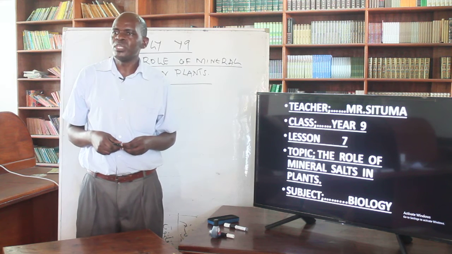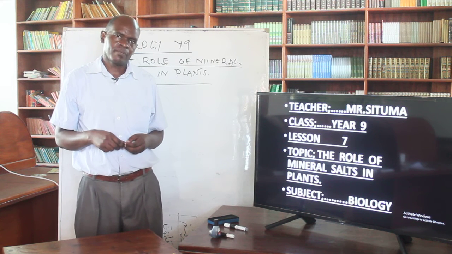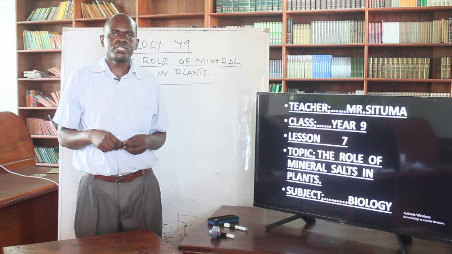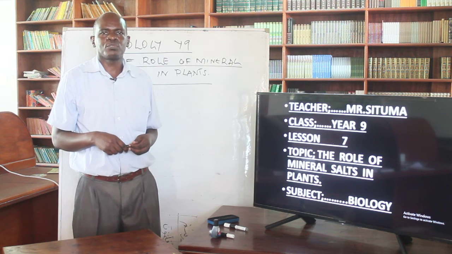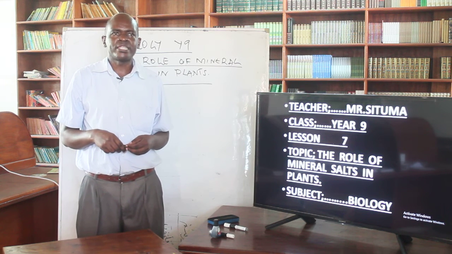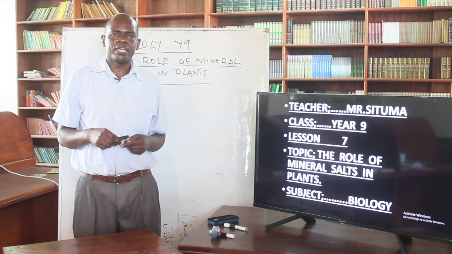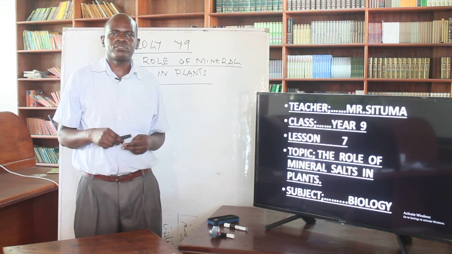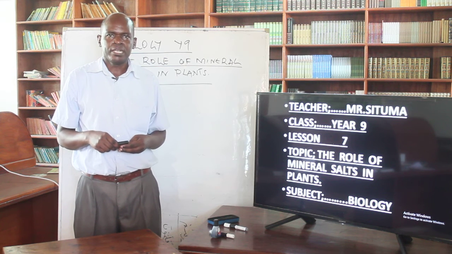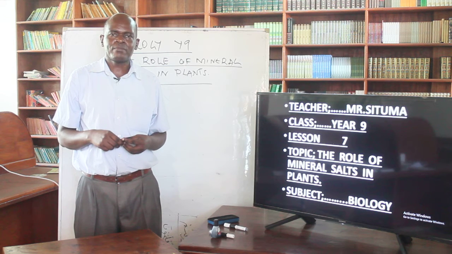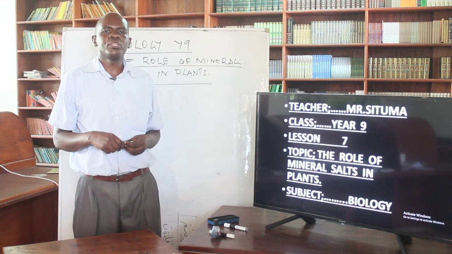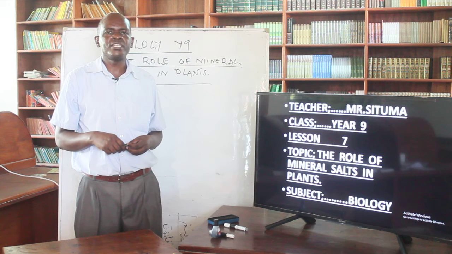Now, remember that we have been looking at the process of photosynthesis. And as we look at photosynthesis, we need to know which other components are important in this process. We looked at the requirements of photosynthesis: the presence of carbon dioxide gas, the presence of sunlight energy, and the chlorophyll molecules.